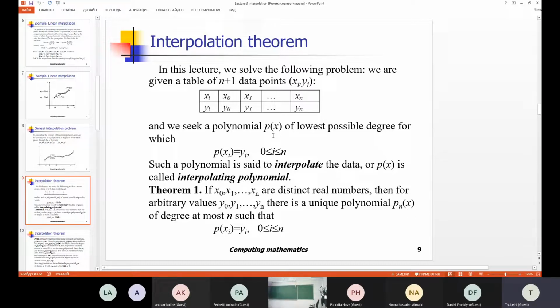This theorem tells us that if we have n plus 1 points, we can find a polynomial of degree n that passes through these points, for any different values.